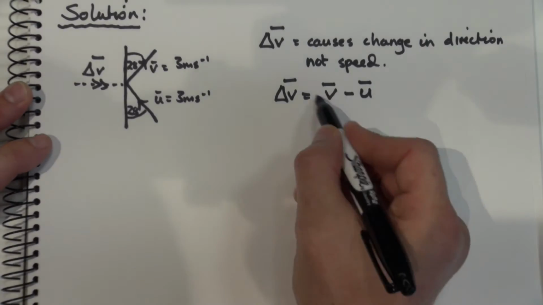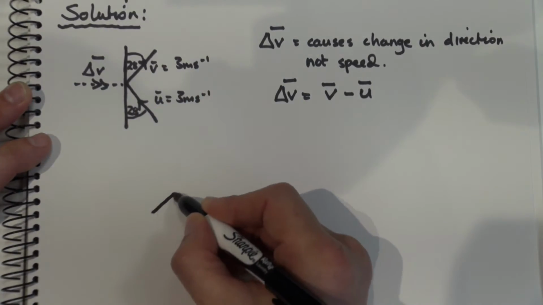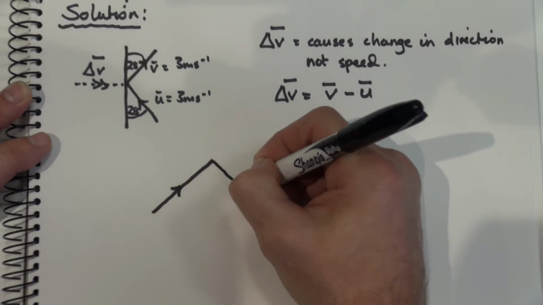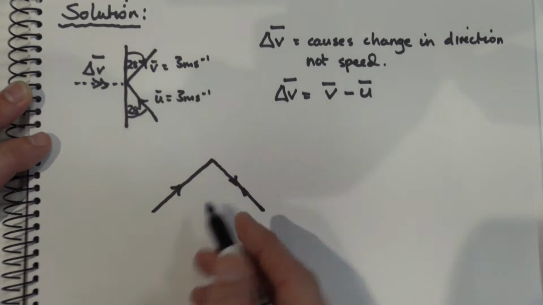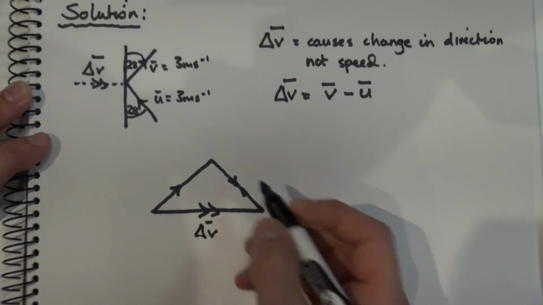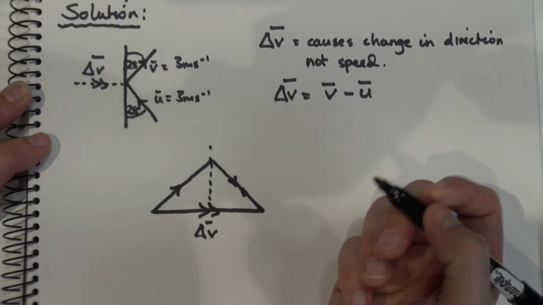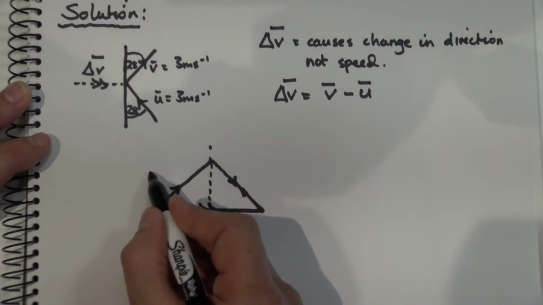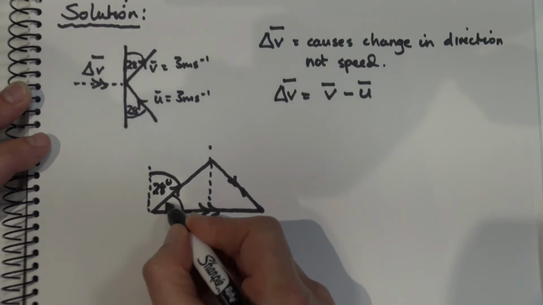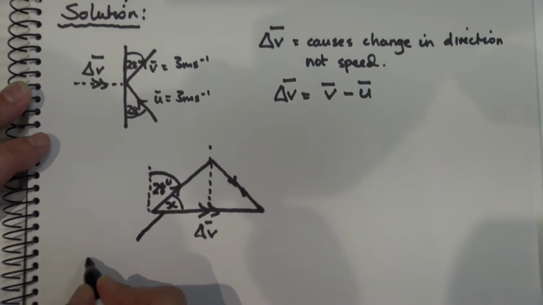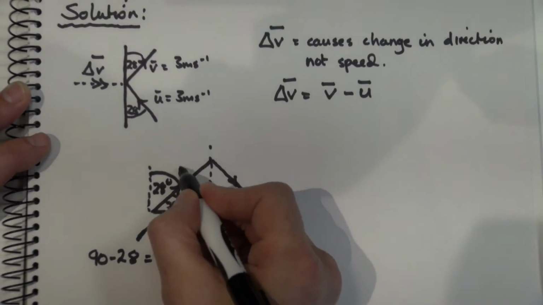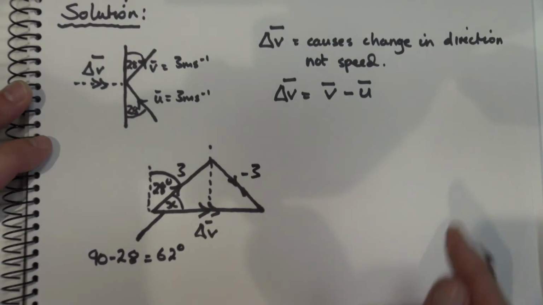So let's put all this together in a triangle. So here's my v at 3 meters per second, and here's negative u, also at 3 meters per second. Now the line joined up is delta v. Now if I put a perpendicular line here, I've got two right angled triangles. Well, I also know that they're going at 28 degrees from the cushion, and I've got this unknown value which is x. Now that's 90 minus 28, which is 62 degrees. So I know my angle inside the triangle.